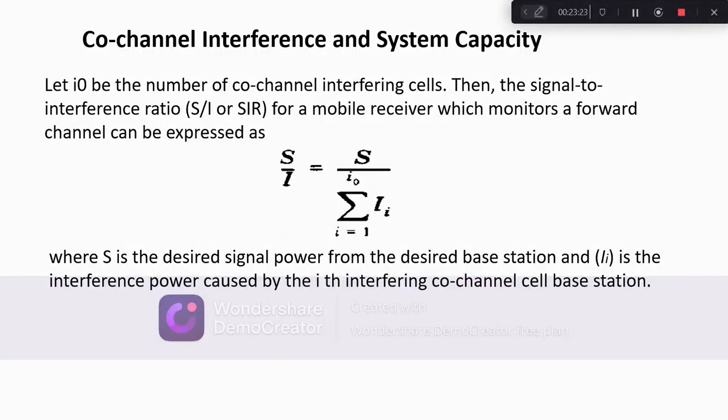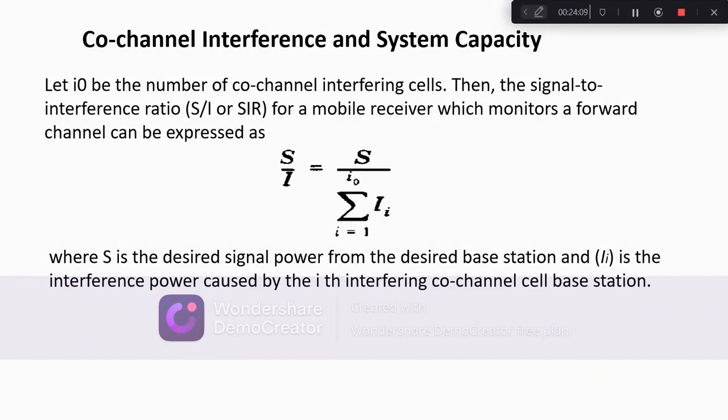So let i0 be the number of co-channel interfering cells, then the signal to interference ratio for a mobile receiver which monitors a forward channel can be expressed as S over I equals S divided by the sum of all the interferers. Here we are actually talking about co-channel interference. I have made that concept very clear so many times, where S is the desired signal power from the desired base station, and Ii is the interference power caused by the ith interfering co-channel cell base station.